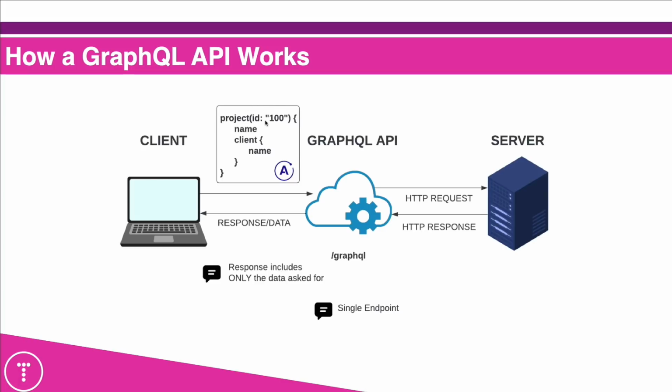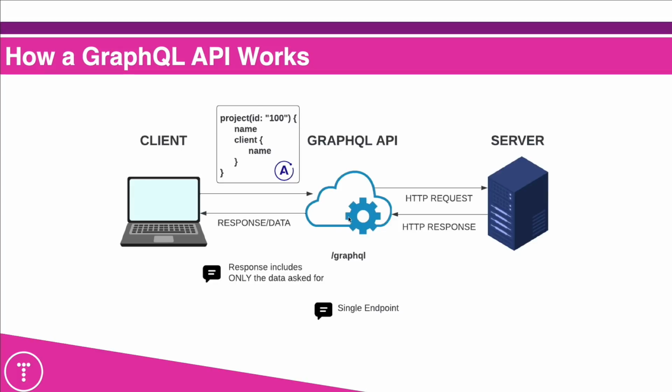And it looks very similar to JavaScript. So here we're saying we want a project that has the ID of 100. And then in these curly braces, we're saying we only want to get back the name of the project, and we want the name of the client, because client is related to the project. And I'll get into that and show you how to add relationships. But we would send something like this.